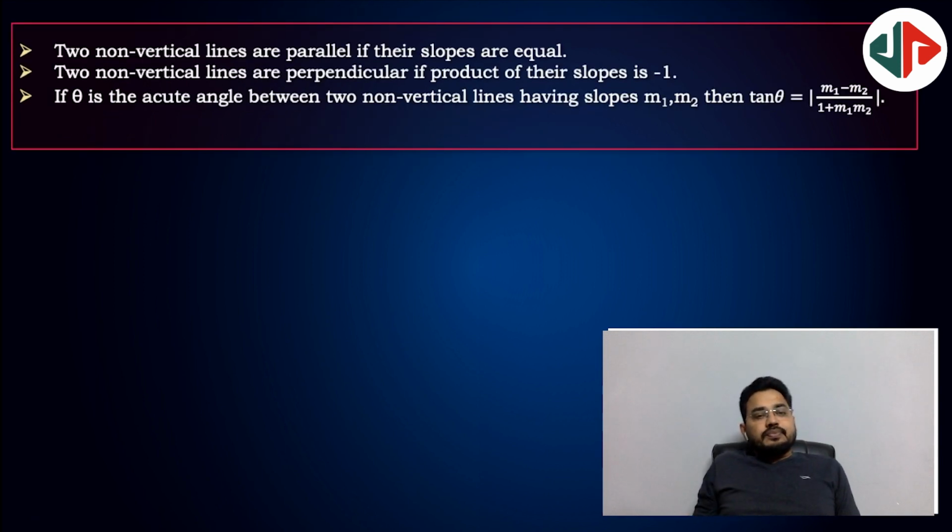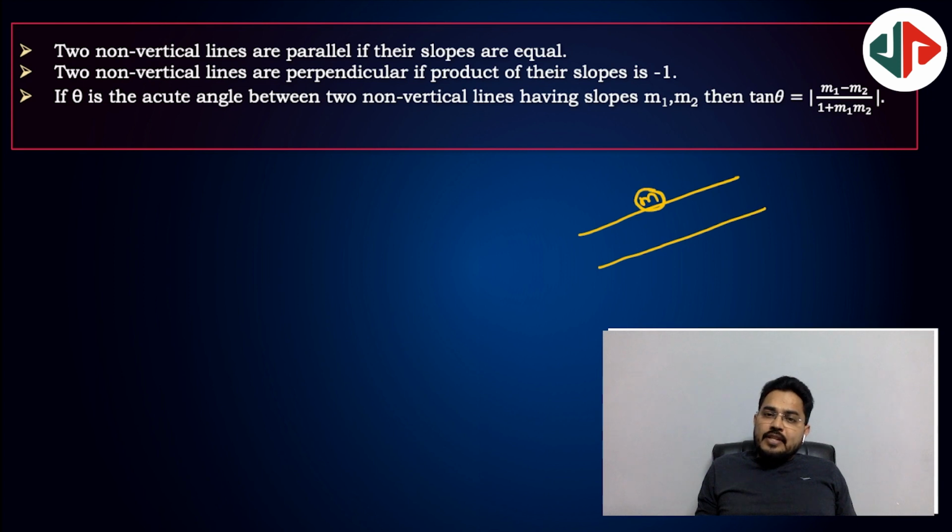Now, two non-vertical lines are parallel if their slopes are equal. Why is non-vertical specially mentioned here? Because for vertical lines, the slope is undefined. That's why we are saying two non-vertical lines are said to be parallel. These two are parallel, so if the slope is m, automatically the slope of this line is also equal to m.